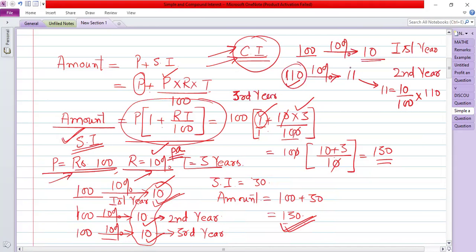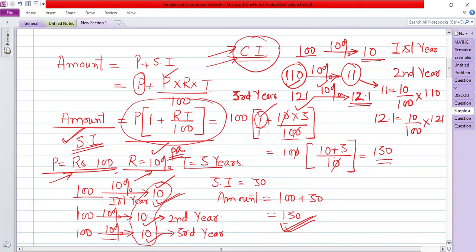And in the third, final year, our amount will be 110 plus 11, meaning it will be 121. And on 121, again 10% interest, so this will give us 12.1 rupees. And obviously this 12.1 is once again 10%, but 10% of 121.